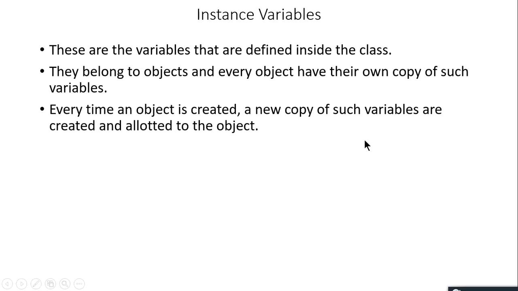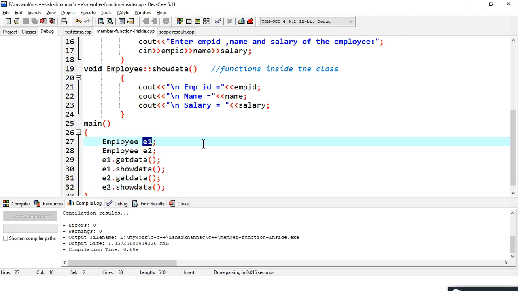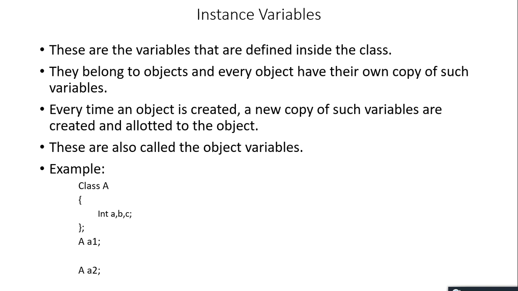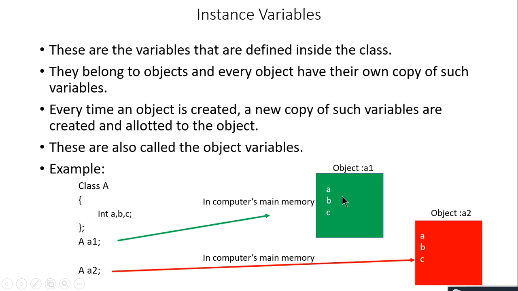These are called instance variables. Every time you create an object, a new copy of such variables is created, and these are also called object variables since they belong to the object. That's why they are also called instance variables or object variables. Okay. For example, in this example I am creating a class A and declaring three variables A, B, C. These are all instance variables. If you create this object A1, A1 will have a copy of A, B, C, and when you create the object A2, you have another copy of A, B, C, and you can put different values inside this A1 object and this A2 object. So these are the instance variables.